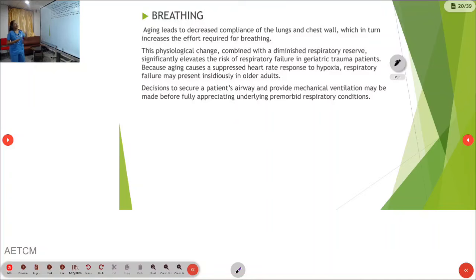In breathing, there will be decreased compliance of lungs and chest wall, which in turn increases the effort of breathing. Then physiology will be affected by diminishing respiratory reserve. So the risk of respiratory failure is higher in geriatric patients. With aging, there will be suppressed heart rate and fixed cardiac output. So the response to hypovolemia and respiratory failure will be insidious, and the decision to secure the patient's airway and provide mechanical ventilation may be made before fully appreciating the underlying premorbid respiratory condition.